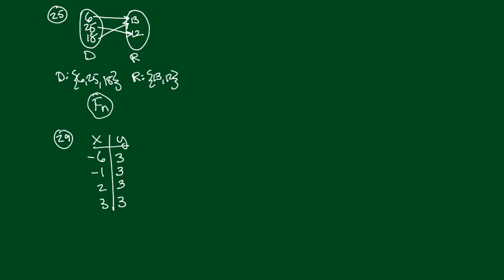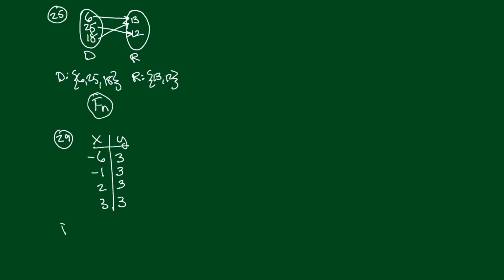Number 29 is interesting. Is it a function or is it not a function? Well, look what happens here. The negative 6 goes to where? 3, and only 3, right? Negative 6 goes only to 3. What about negative 1? It goes only to 3. 2 goes only to 3, and 3 goes only to 3. So every element here, each one of these numbers goes to exactly one number over here. Now, it happens that they all go to the same number, but that's perfectly okay. We just don't want one of these going to more than one of these.